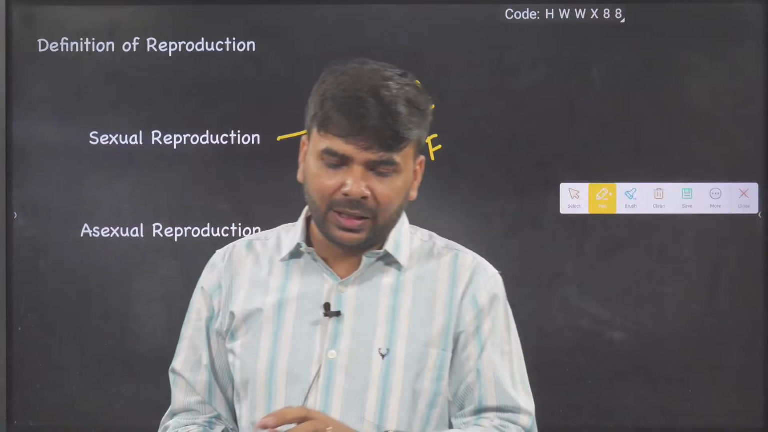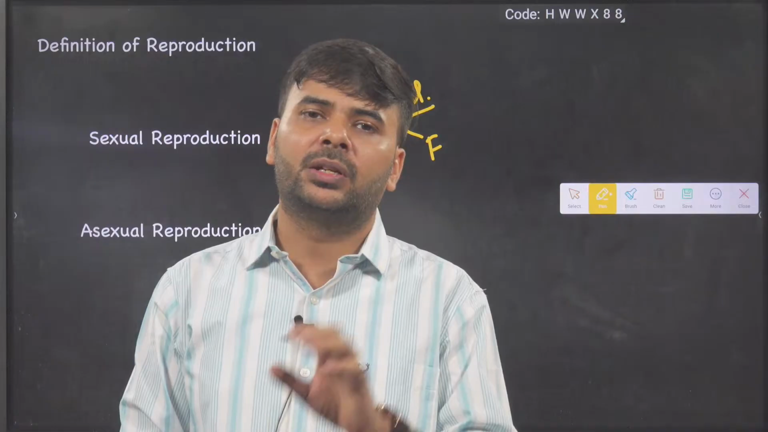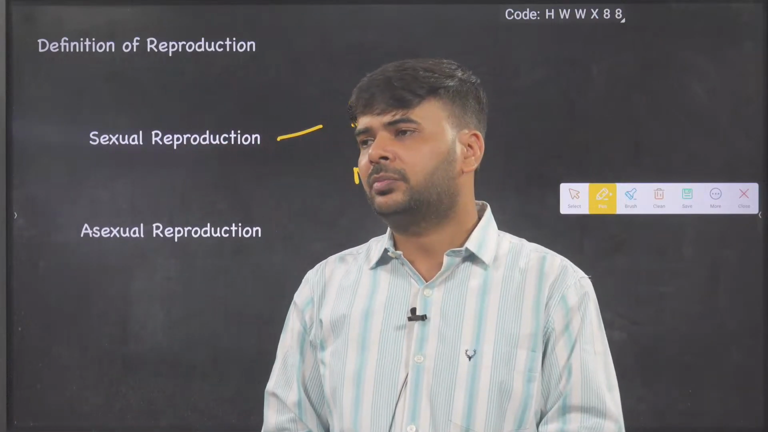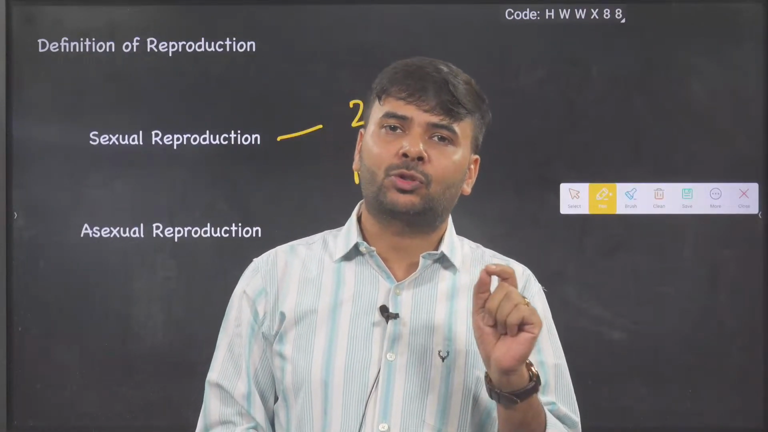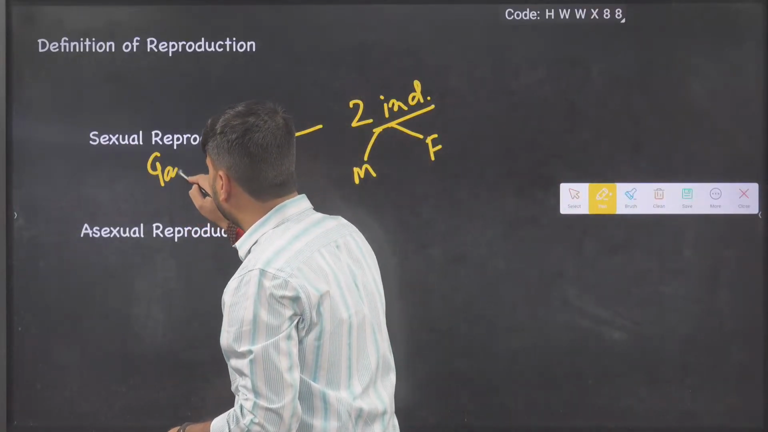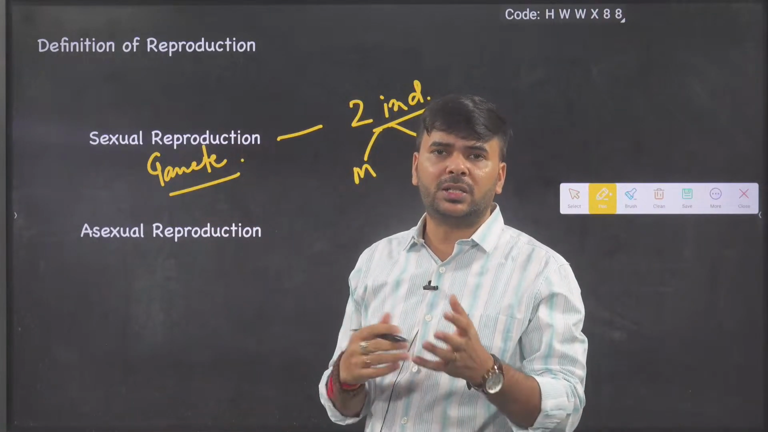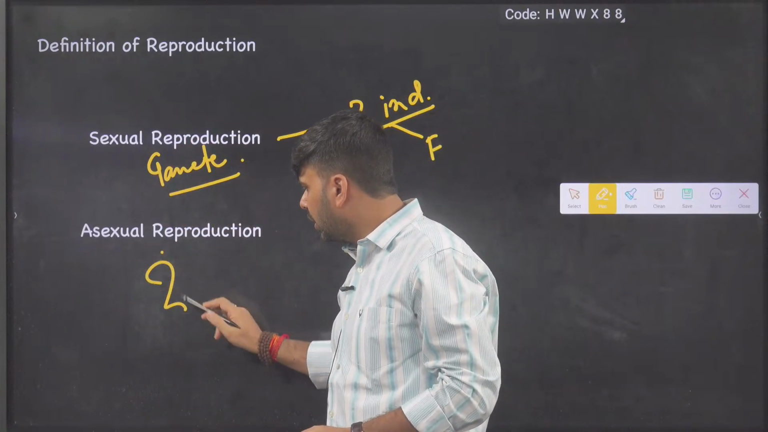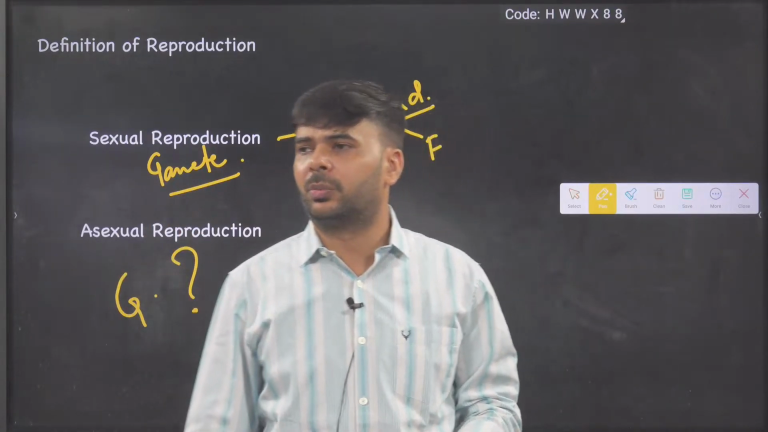Everyone, your attention is required. Listen to this question. I'm asking one simple and critical question. In sexual reproduction, gamete formation occurs: male gamete, female gamete, ova, sperm are formed. In asexual reproduction, are gametes formed or not?